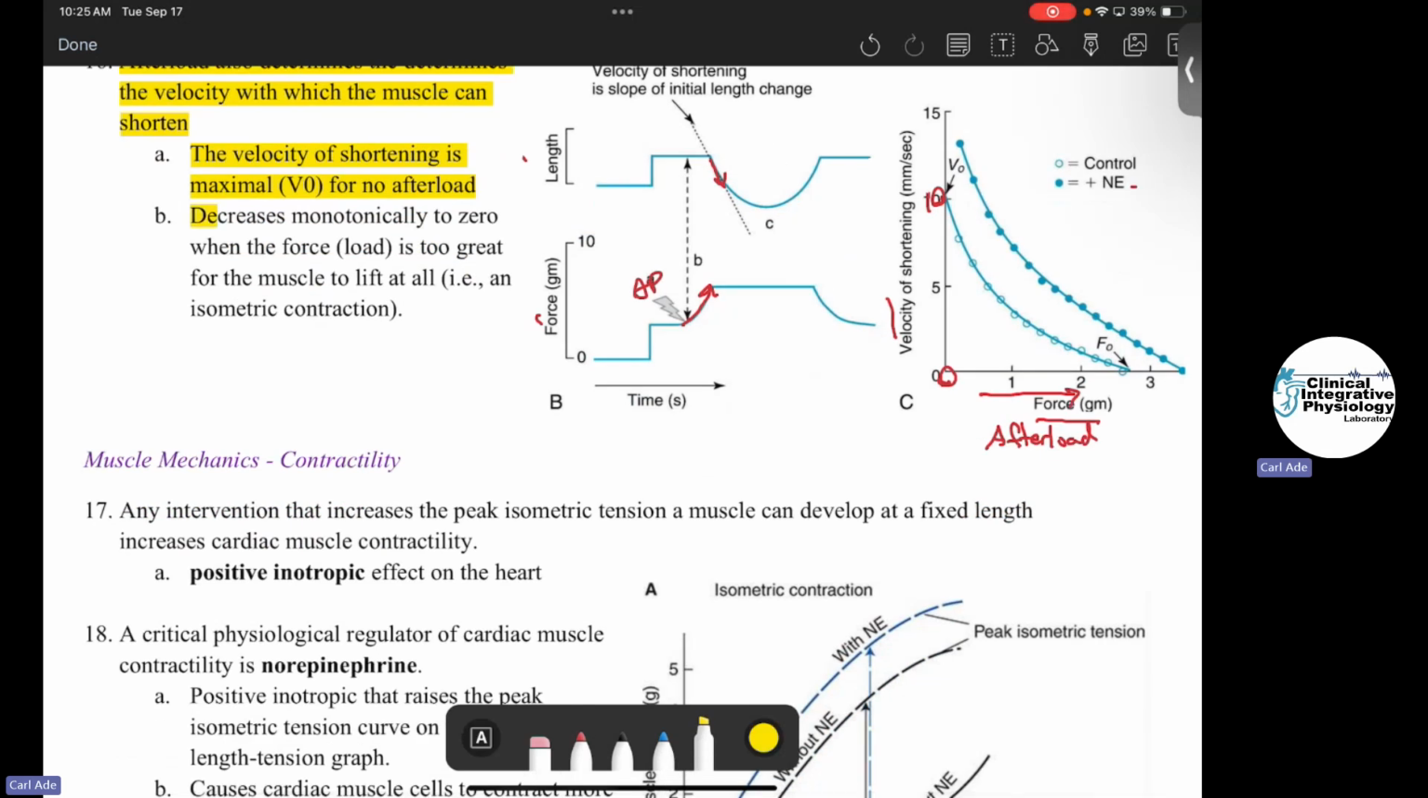So it decreases to zero. And if we add too much force, it eventually can't shorten at all. That's what we get down here at the far end. So much force that the velocity is zero.